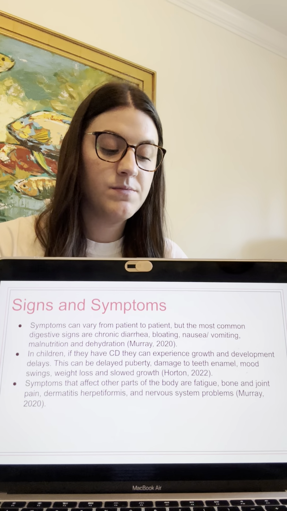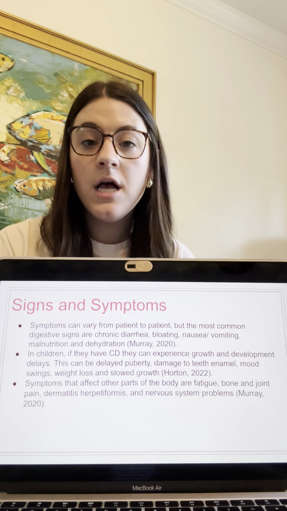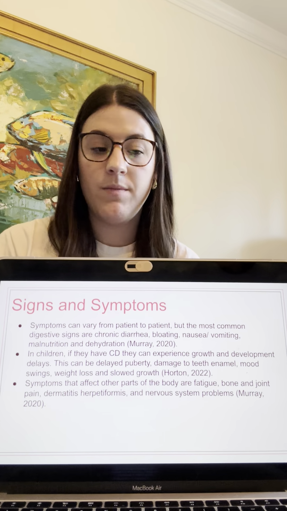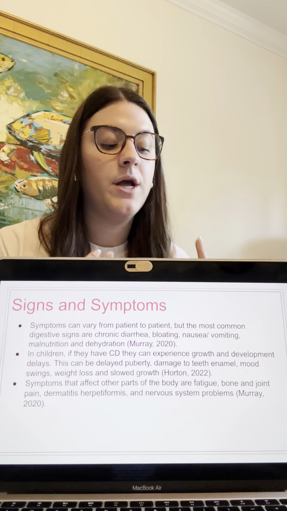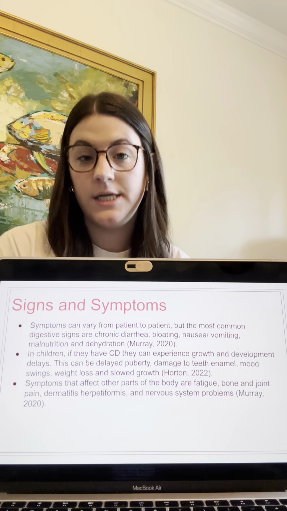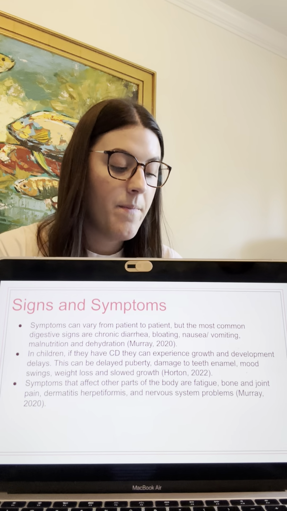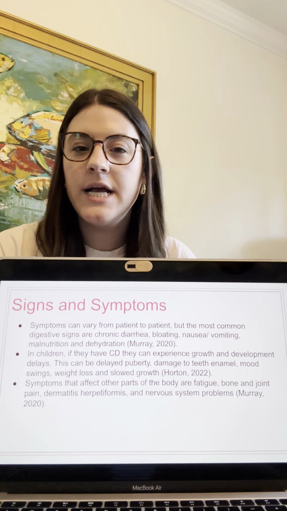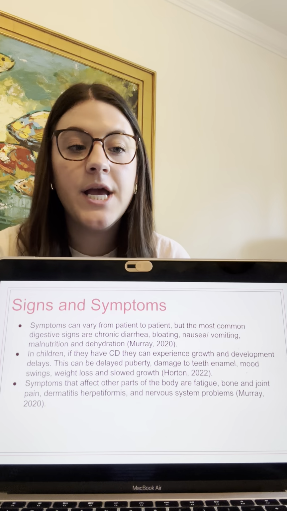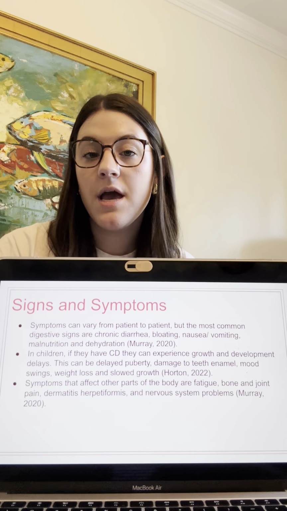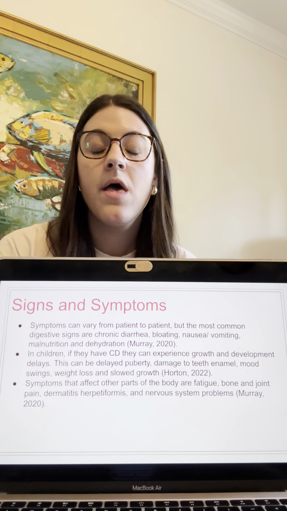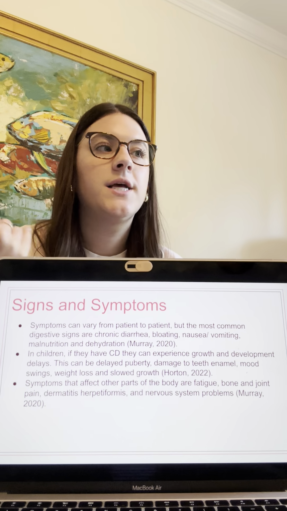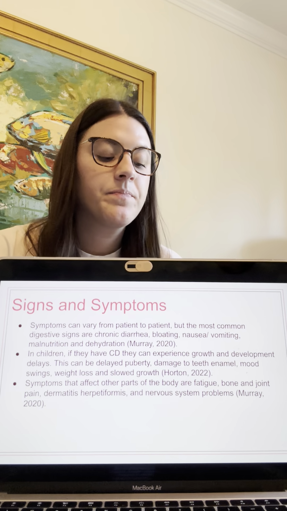Some signs and symptoms can also vary from patient to patient. Some can be asymptomatic, some can be symptomatic. It just depends. But the most common digestive signs are chronic diarrhea, bloating, nausea, vomiting, malnutrition, and dehydration. In children who do have celiac disease, they can experience growth and development delays. This can be delayed puberty, or damage to the teeth enamel, like when the adult teeth come in. It can also cause mood swings, weight loss, and slow growth and development.